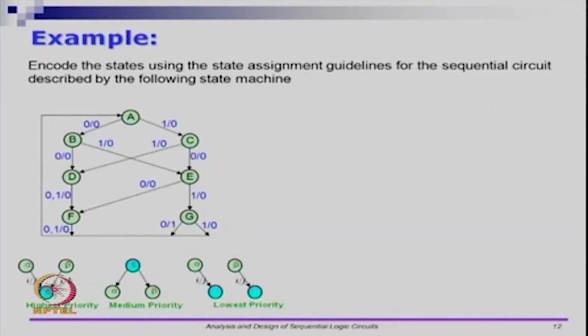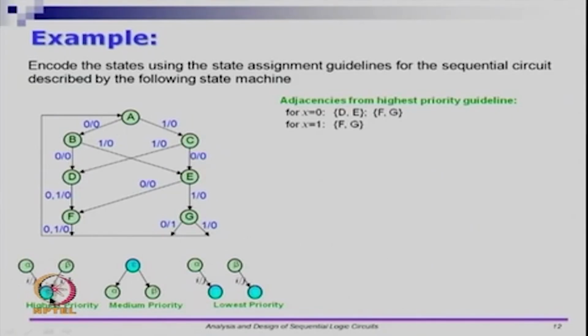So let us see a more concrete example, a bigger example. Let us say I have a state machine with 8 states and I want to do state assignment for this. Again, the priorities are given below. Let us start with each one of them and see how to do this. Let us start with the highest priority guideline.